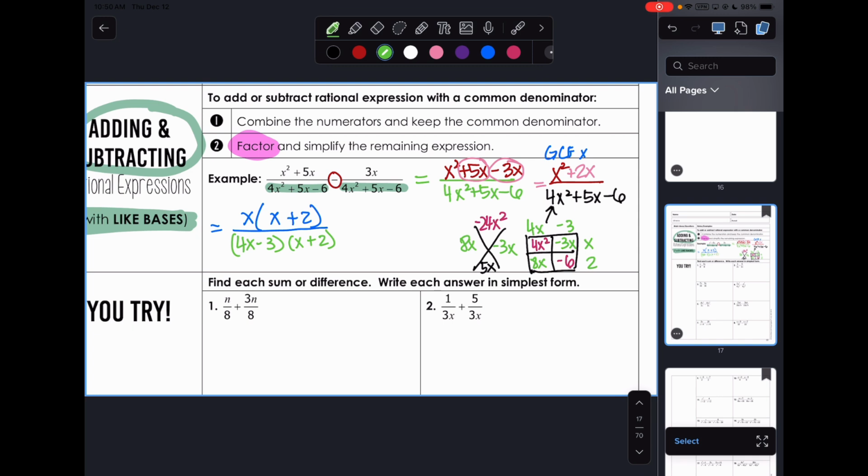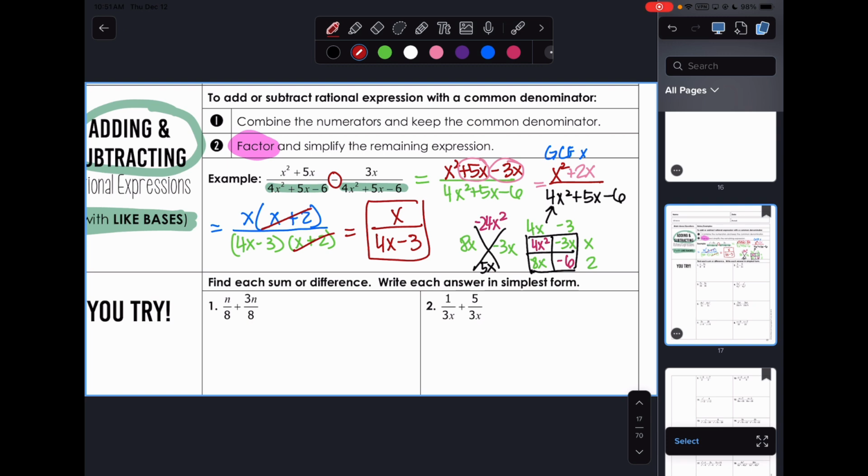Questions? So far, so good? Anything we can simplify here now? X plus 2 are matching couples with x plus 2 in the denominator, so we can simplify those. Then I'm left with x over 4x minus 3. Okay, questions? No? What? No questions at all.